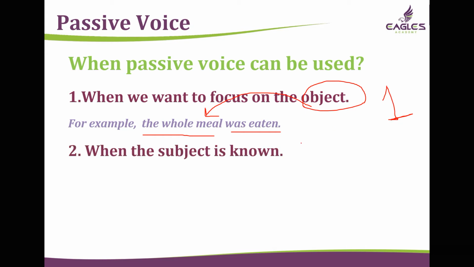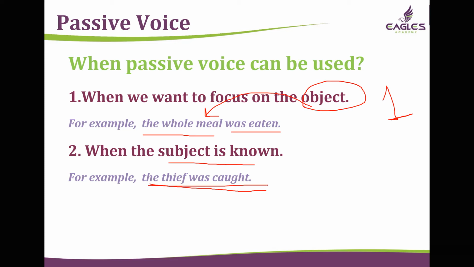Secondly, when the subject is known to all of us. For example, the thief was caught. Who usually catches the thief is actually the police. So, the thief was caught. There's no need to say by the police or policeman because all of us know that a policeman, for example, catches a thief. Teachers teach. And yeah.